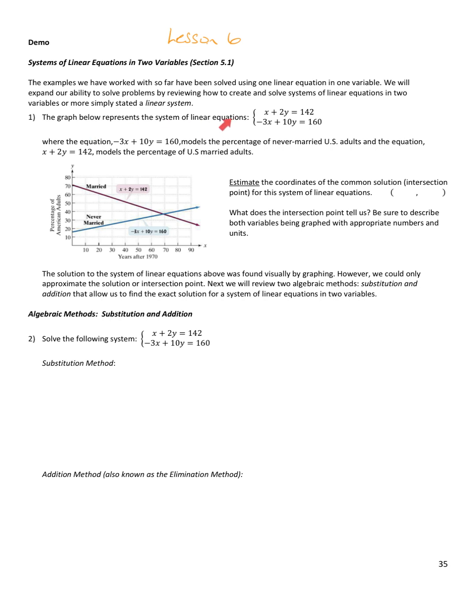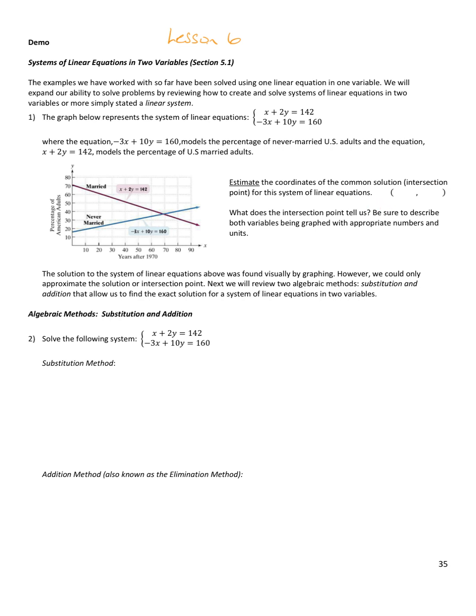So the graph below represents this system of equations. So we have two lines. The red line represents x plus 2y equals 142, and the blue line represents negative 3x plus 10y equals 160. So the blue line models the percentage of never married adults, and the red line models the percentage of U.S. married adults. So I want to estimate the coordinates of the common solution, the intersection point for the two lines.